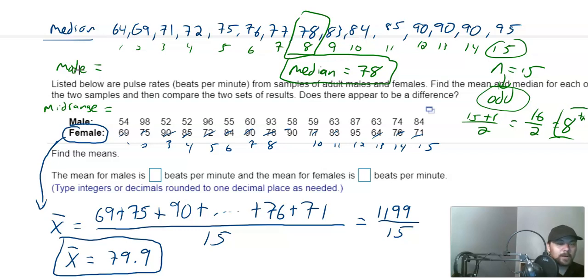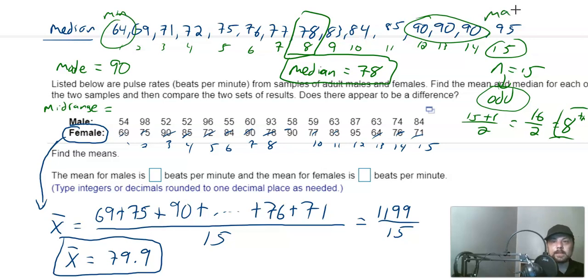This looks like mole, but I'm asking for the mode. Which data value occurs the most frequently? And there's only one that occurs with any repetition whatsoever, and it's 90, right? And it occurs 3 times. So there's only one mode in this data set. It is also 90.